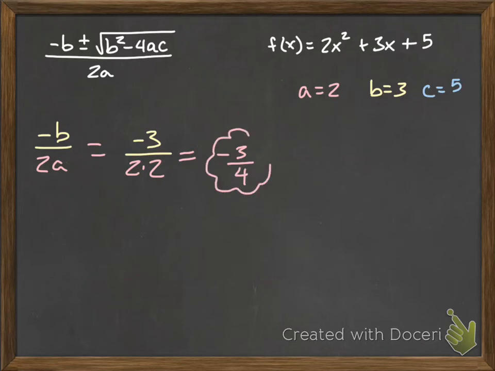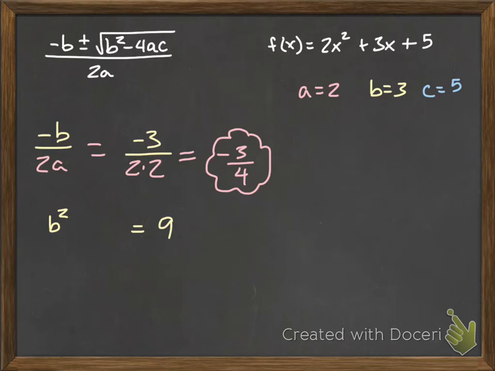That's our cloud. So that's going to be our first part of our answer. The next thing we're going to do is b squared minus 4ac. Our b again was 3, so b squared is going to be 9. So let's put a 9 here.